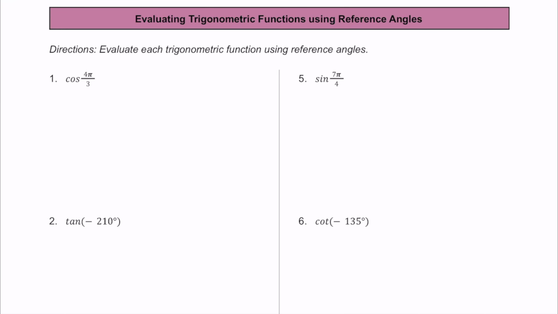Let's practice evaluating trig functions using reference angles together. For number 1, we have cosine of 4 pi over 3. So let's start by looking at a coordinate plane and figure out where this angle would be.